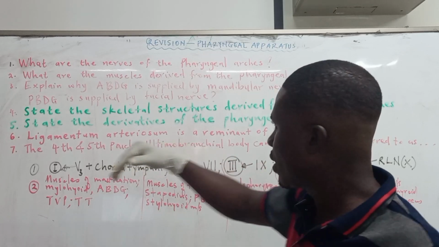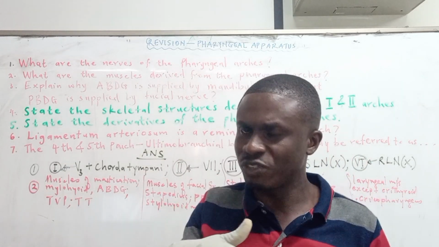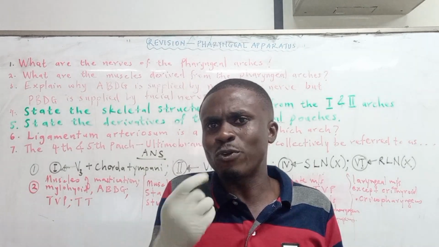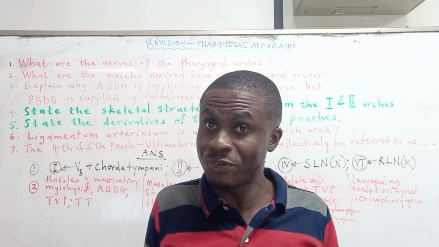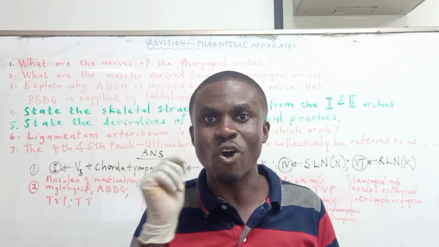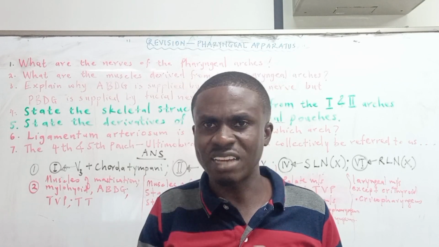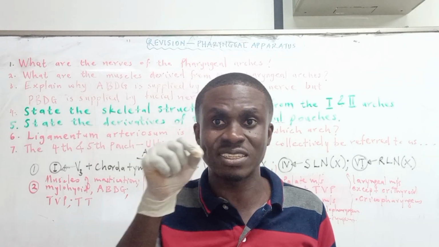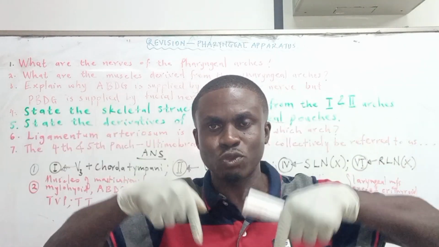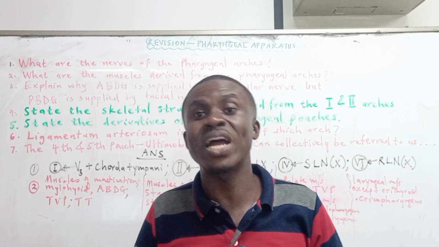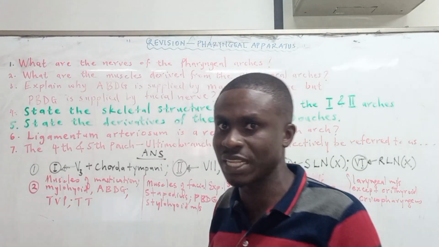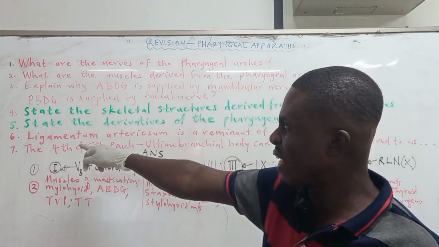Now, there's one more thing that I want to tell you, which can also be referred to as the fifth pouch, although we don't really have it, something we call the ultimobranchial body. Last time we said that the ultimobranchial body is a site where some neural crest cells will migrate in there to form parafollicular C cells. We've established that already. Now, let's look at the next question.